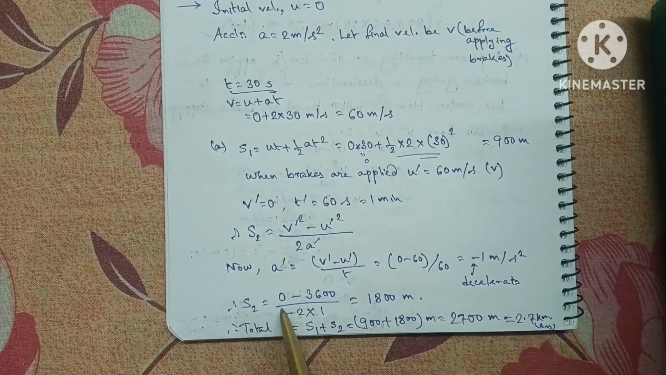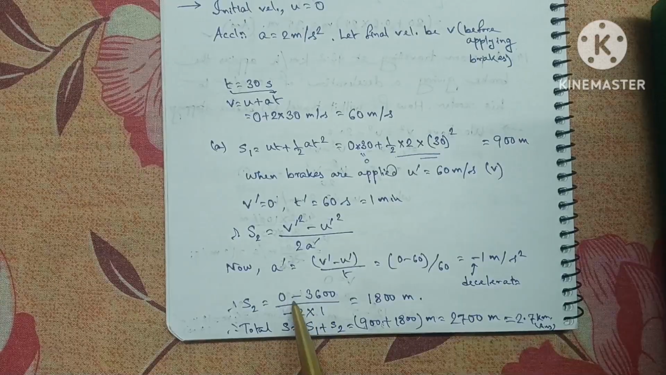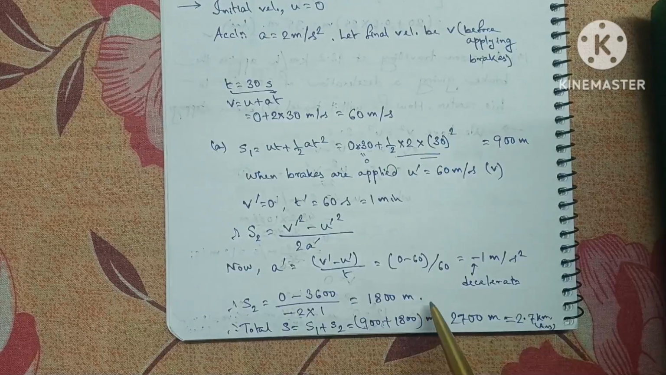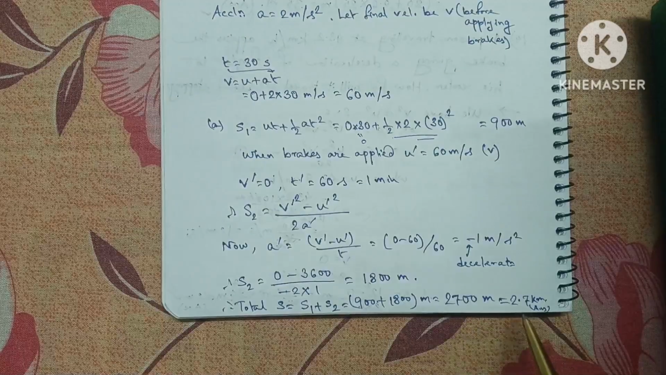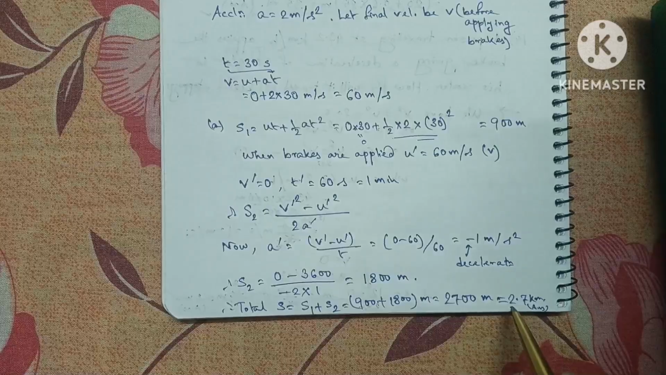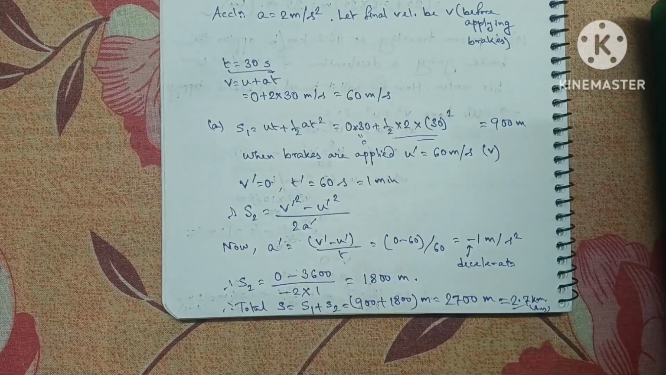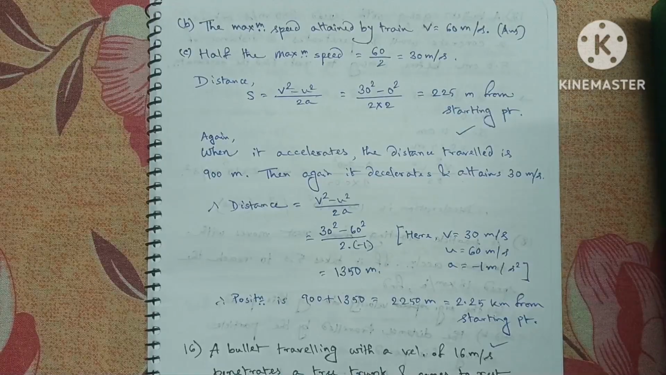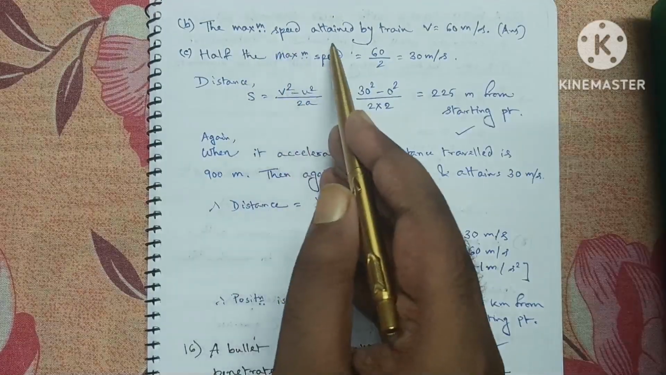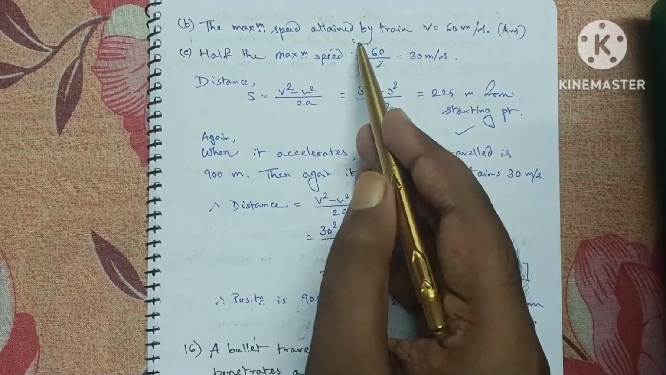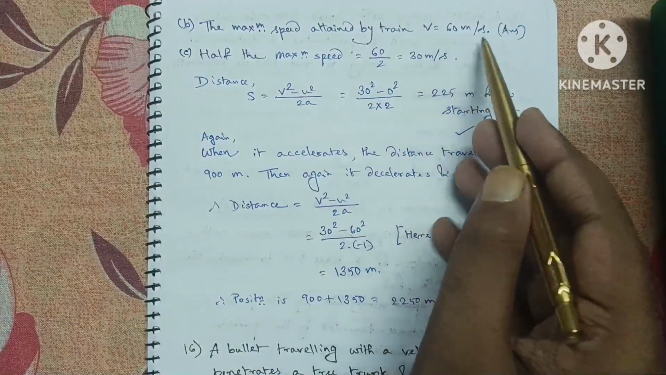So s2 is equal to (0 minus 3600, that is final velocity squared minus 60 meters per second squared) by minus of 2 into 1, which is equal to 1800 meters. So total distance s is equal to s1 plus s2, which is equal to 2700 meters, that is 2.7 kilometers. Now the second part of this question: the maximum speed is equal to v, which is equal to 60 meters per second.